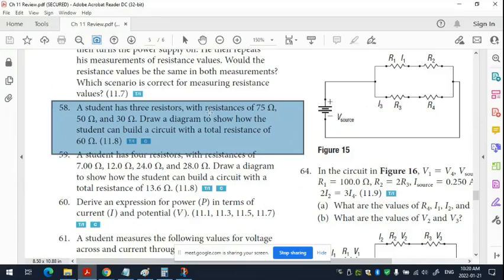Why can they not connect all of them in series? No, forget the amps. Just think of resistance. When you connect them in series, what's the full resistance? What do you just do with the numbers? You add them up. You already have more than what you want at the beginning. So you cannot connect them in series.